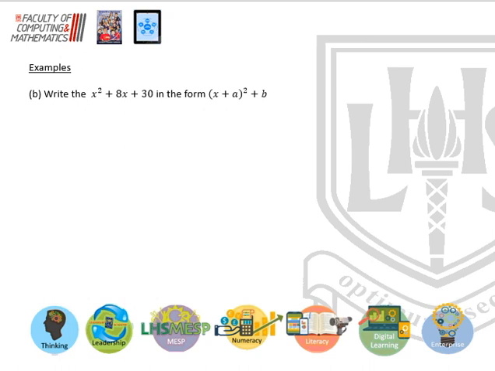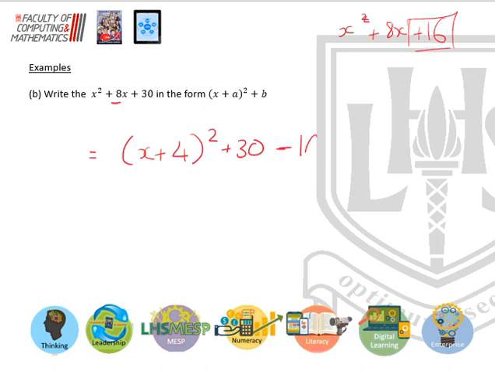So first thing, we're turning this into this format, x plus a all squared plus b. First place we're looking is that 8. Because that is an 8, we know the squared term has to be x plus 4 all squared. x plus 4 all squared gives us x squared plus 8x. We also know there's going to be a 16 from the 4 times 4 at the end. So that plus 30 doesn't disappear, it's still there. But we need to cancel out that plus 16, so we're going to take away 16 at the end. So that means it's x plus 4 all squared, and 30 take away 16 is 14, so it's plus 14.